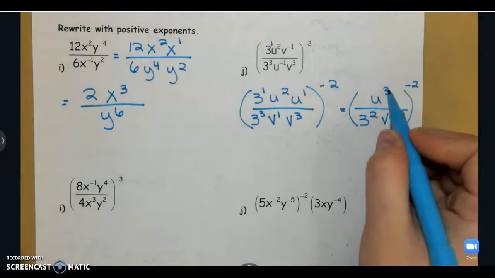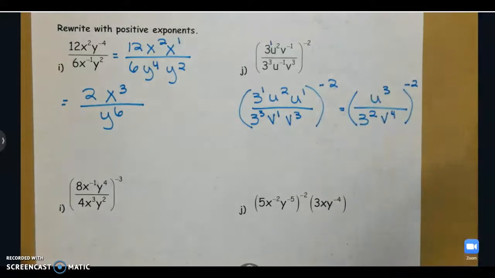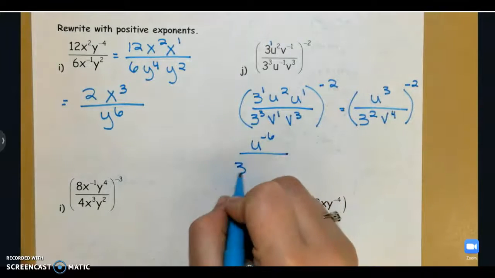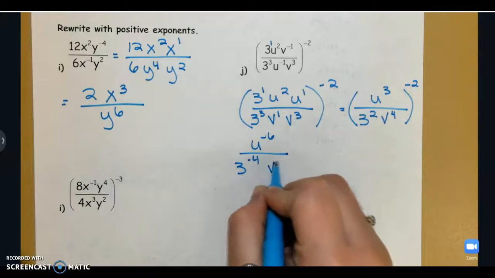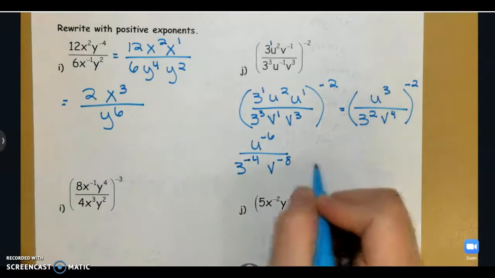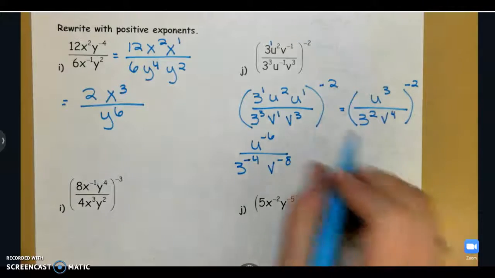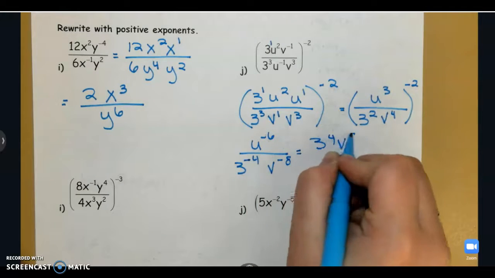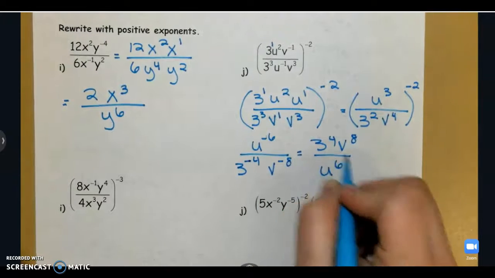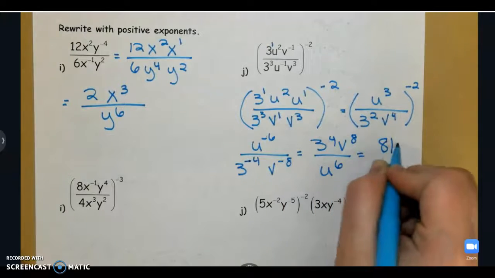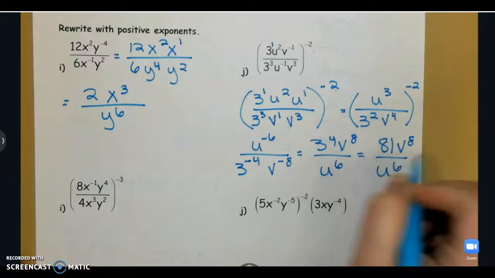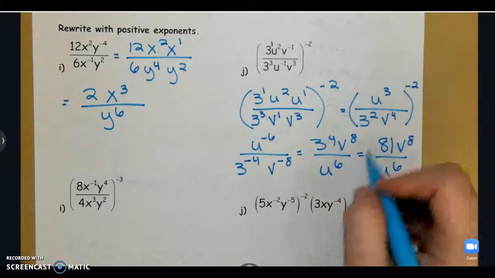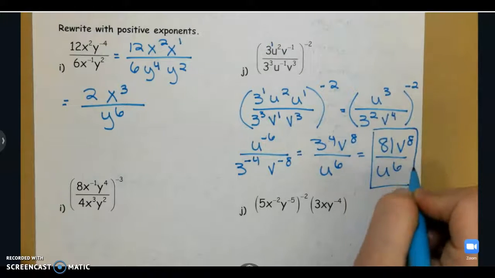So now I'm going to go ahead and distribute my negative 2. So that's going to give me u to the negative 6 over 3 to the negative 4, v to the negative 8. And so now everything is negative, so it's all going to be switched location. So 3 to the 4th, v to the 8 over u to the 6. And then 3 to the 4th is 81. And what you could do is have made this 9 before you distributed, so that would be 9 to the negative 2, which would be 9 squared, so 81.